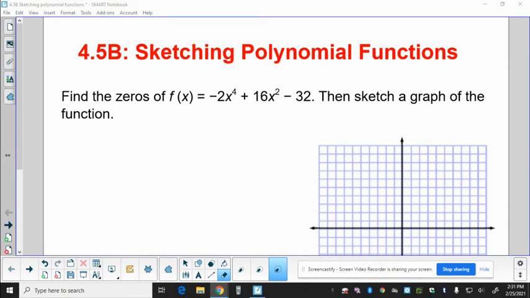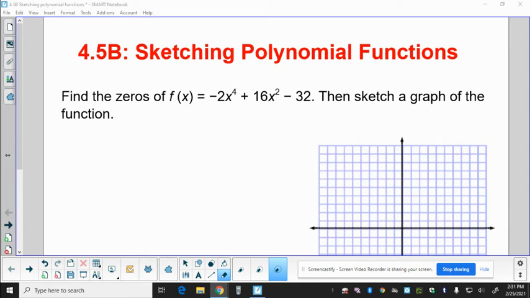Okay, today's lesson is going to be 4.5b, sketching polynomial functions. So the idea here is that you're going to be able to make the sketch of a function to the best of your ability without getting too specific, but we will use our ability to factor and the zero product property to get us where we need to be.